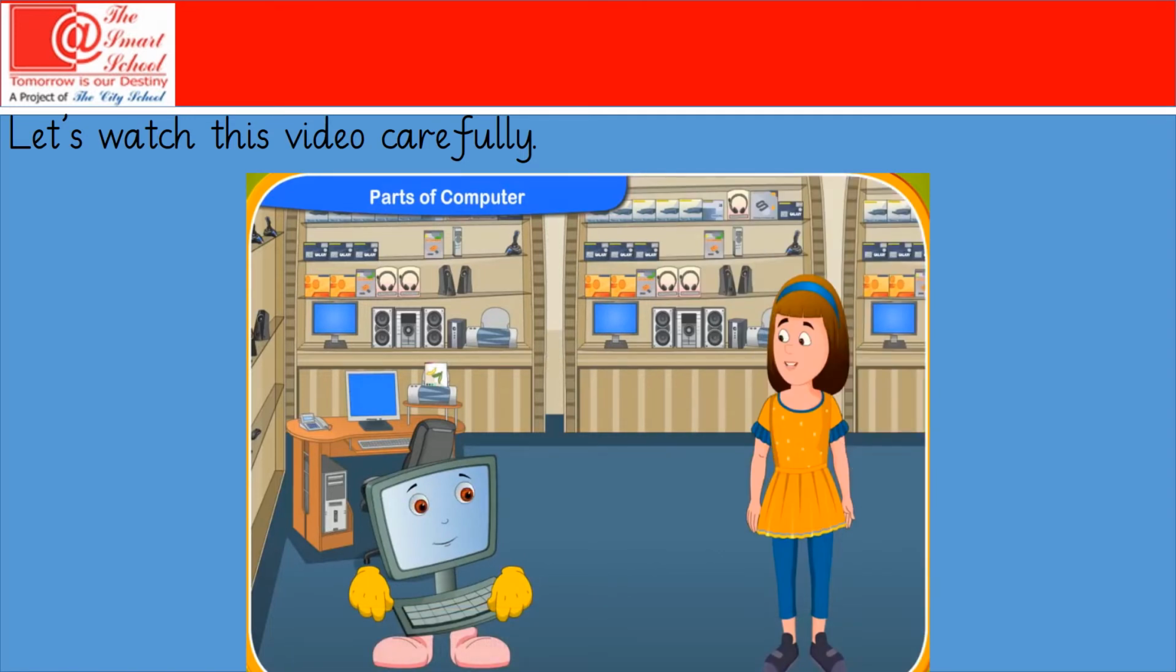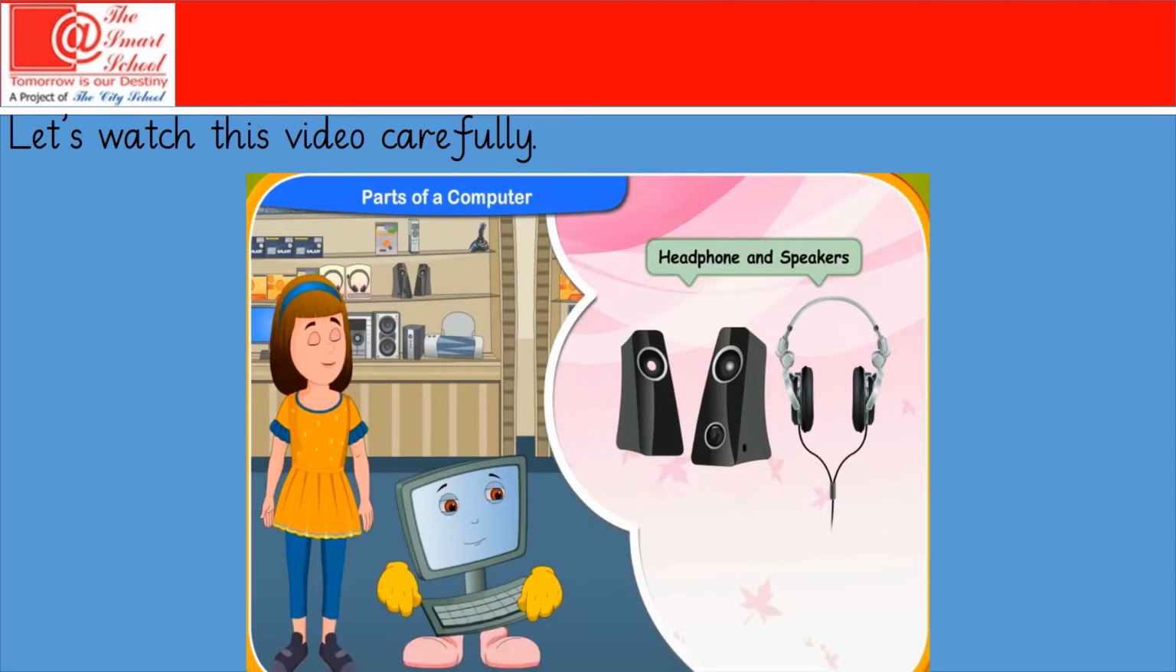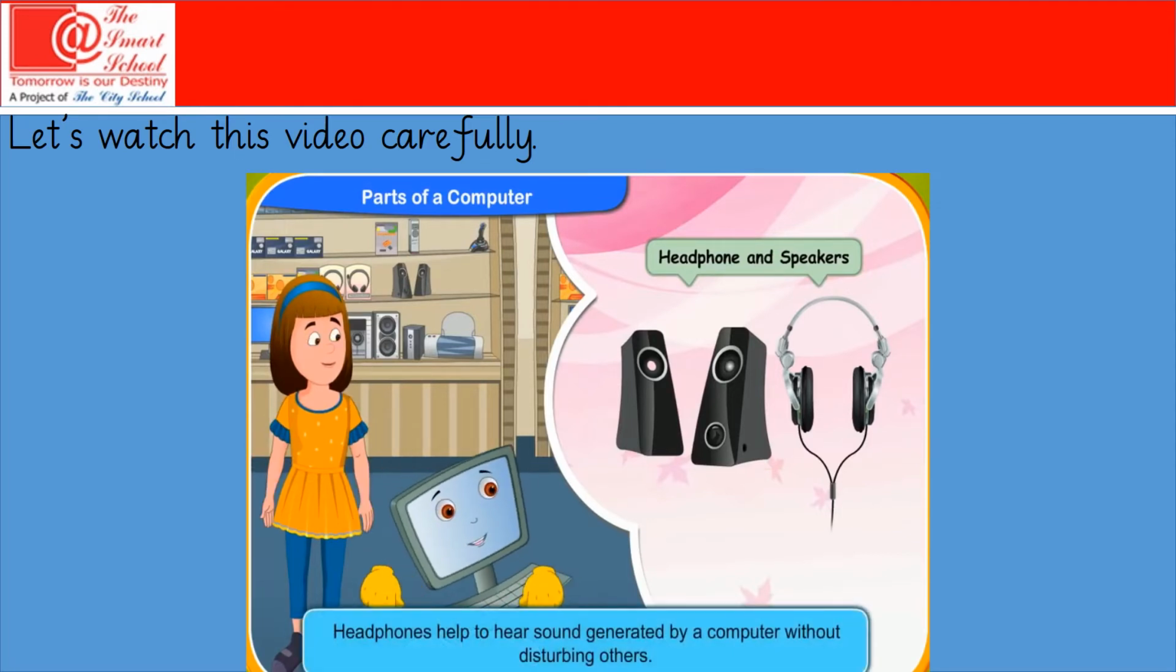Okay, so these are the main parts of the computer. Now, can you tell me what all those devices are used for, Clicko? Sure, Rennie. These are the speakers. They help us to listen to recorded music, songs, speech, or other sounds. And these? They are headphones. By using them, you can hear the sound generated by a computer without disturbing others.